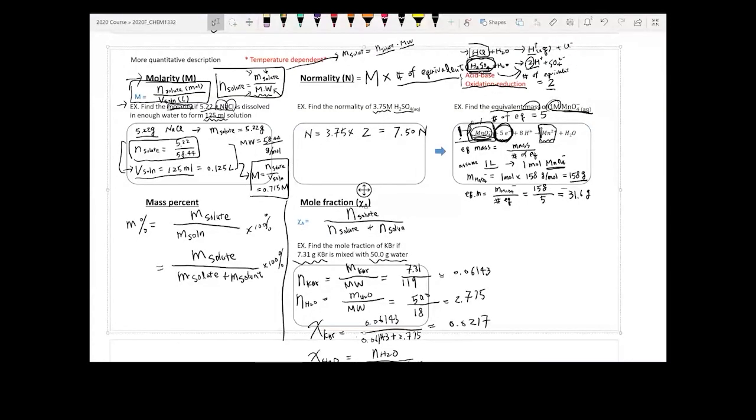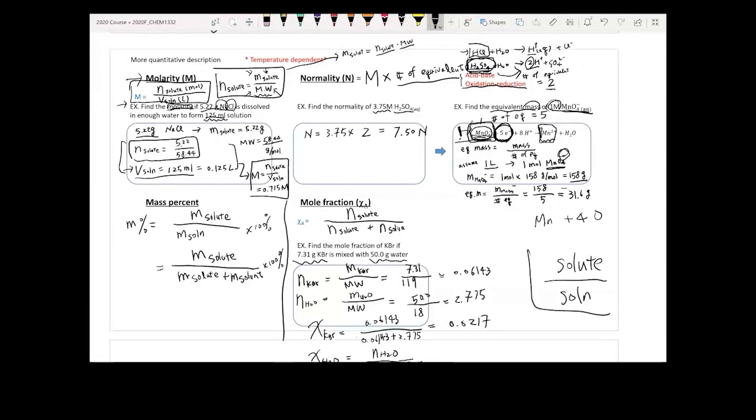These are the four concentration quantification methods. Overall, you can see the top is always the number of moles or mass of your solute. At the bottom is always either the volume, the mass, or the number of moles of the solution. For these four different concentration terms, the concept is always solute over solution.